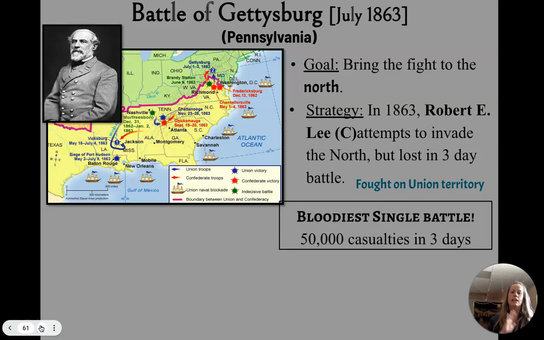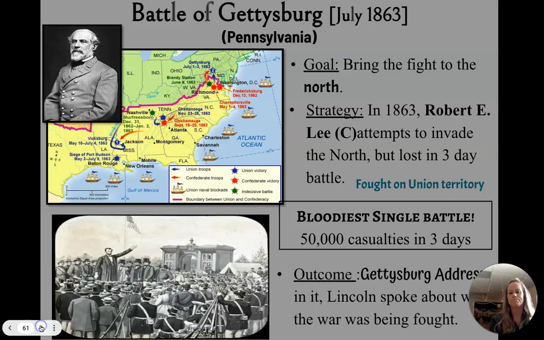There's good old Robert E. Lee. This is the bloodiest single battle. So we saw Antietam as the bloodiest day. That was just in one day, 6,000 people died. This is a battle over 3 days, and 50,000 people die. And so it's pretty devastating.